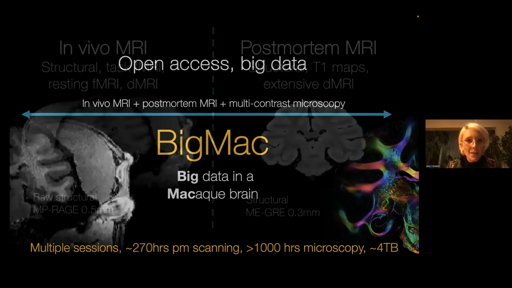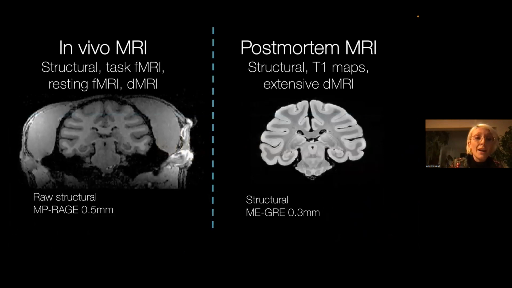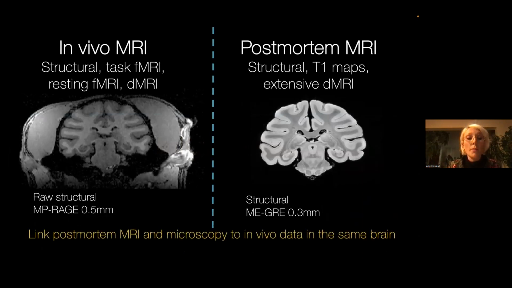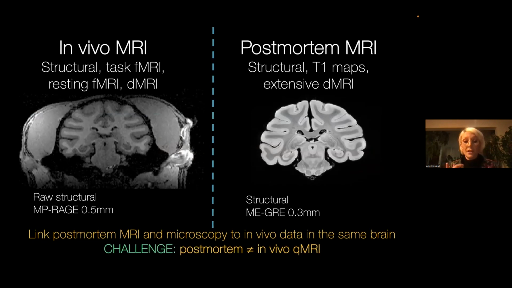So let's unpick this a bit. The in vivo MRI includes structural, task, resting state, and diffusion MRI, whilst postmortem we have structural, T1 maps, and an extensive diffusion MRI protocol I'll come on to in a couple of slides. And this really provides us a fantastic opportunity to link our postmortem MRI and microscopy to in vivo data in the same brain. This is really trying to overcome one of the key challenges, I think, with these kinds of validation studies, which is that our quantitative MRI parameters are often considerably different postmortem and in vivo. So we always have this challenge of how do we translate our results into in vivo and eventually human cases.